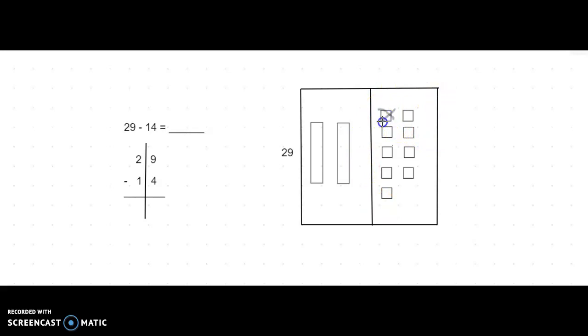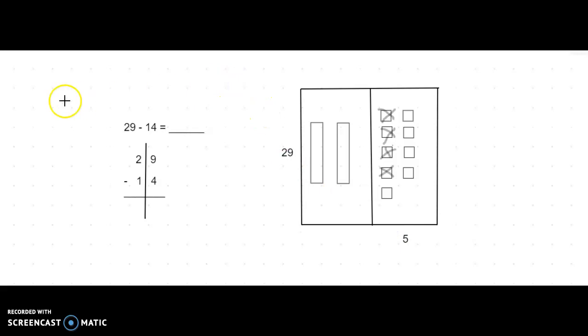1, 2, 3, 4. So I had 9 ones. I crossed out 4. Let's see how many ones I have left. 1, 2, 3, 4, 5. I have 5 ones left.